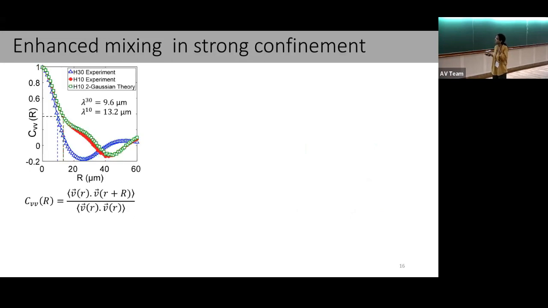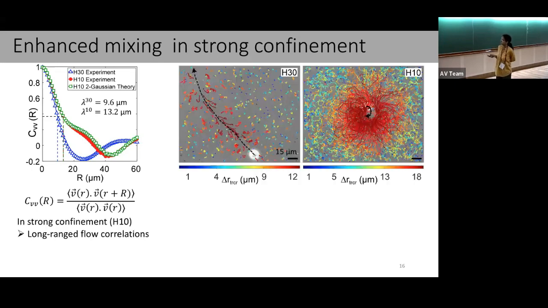And so what we did is we looked at the velocity correlation function of these flow fields, and we found that there is slight difference in the decay of this correlation function between the weakly confined to strongly confined. The correlation length is larger for the strongly confined regime. So long range flow correlations.